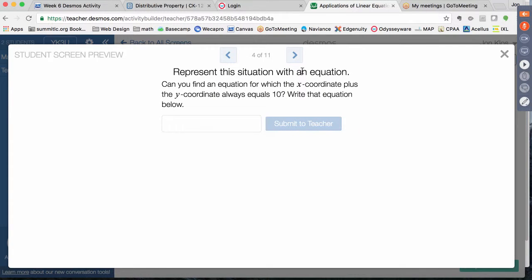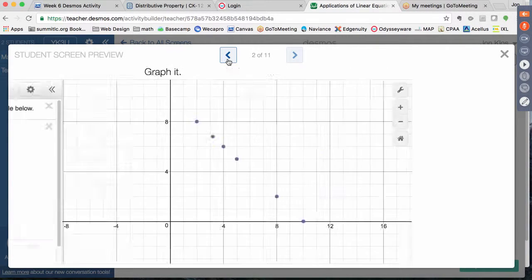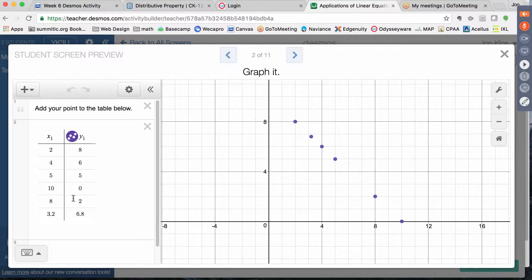Now represent this situation with an equation. This is kind of the summary, right? We've got some points, we've got an equation. How can I always show the x-coordinate plus the y-coordinate equals 10? Well, we know an x value plus the y value for my point has to equal 10. And now we've got an equation that represents our situation, that represents this graph, that represents this table. That's what you're doing here, is you're exploring, you're thinking about relationships between graphs, equations, tables, and what do these x and y values mean when we're building this relationship.